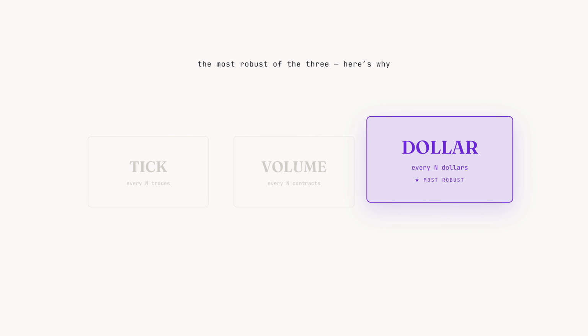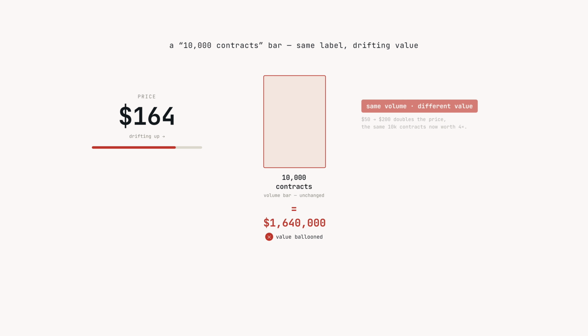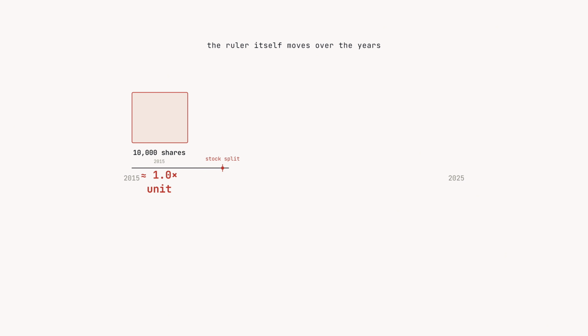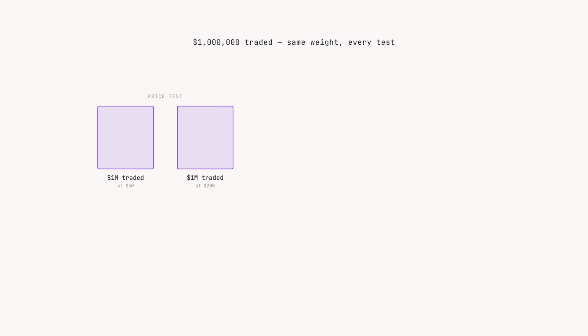Among the 3, dollar bars are usually the most robust, and the reason is simple once you see it. A volume bar of 10,000 contracts doesn't mean the same thing over time. As price drifts, the value of that volume changes. And the number of shares outstanding, or contracts active, shifts with splits, issuance, and market growth. 10,000 shares in 2015 and 2025 are not the same economic event. Dollars don't have that problem.